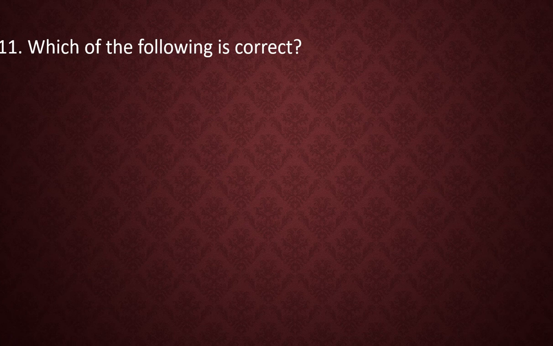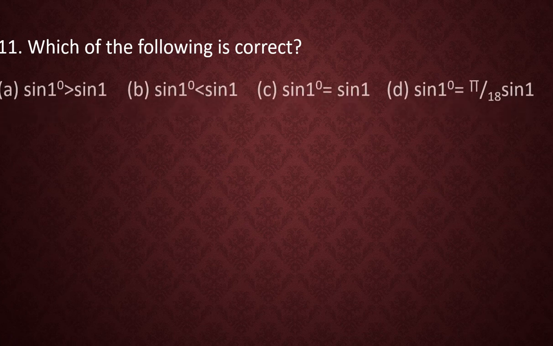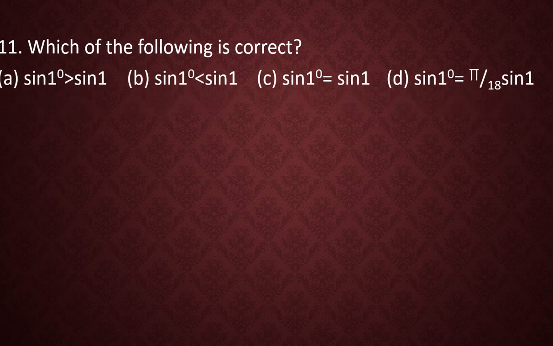To answer the next question, we must know the relation between degree and radian. So here the question is, which of the following is correct? Sine 1 degree is greater than sine 1, that is 1 radian. Sine 1 degree is less than sine 1. Sine 1 degree is equal to sine 1, and sine 1 degree is equal to pi by 18 sine 1. So if you know the relation between degree and radian, we can answer.